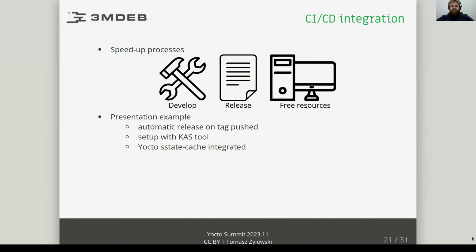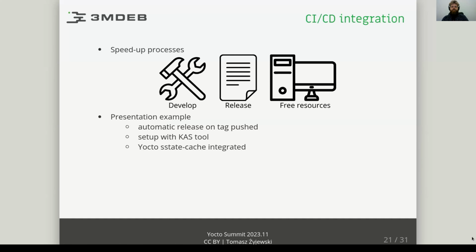And provide some development images for testing. It can also speed up the release process where, for example, just pushing the tag creates the whole image, the whole changelog, release documentation, etc. But most importantly, it frees resources on our host PC because we don't need to run the whole build process on our workstation that we also use for different purposes.